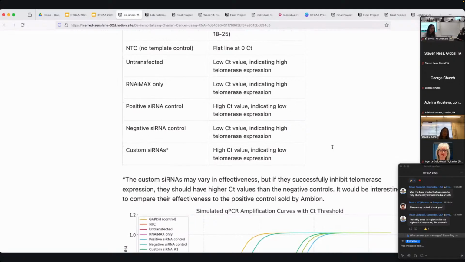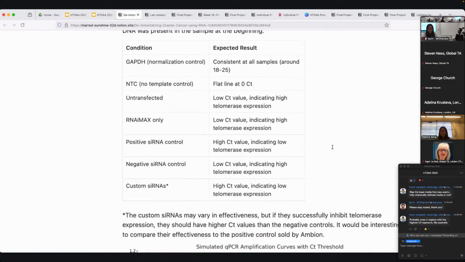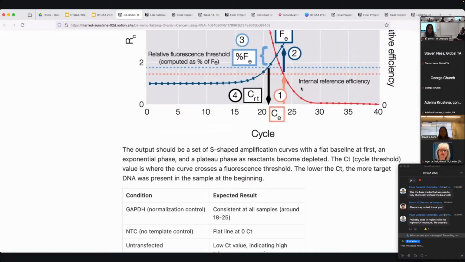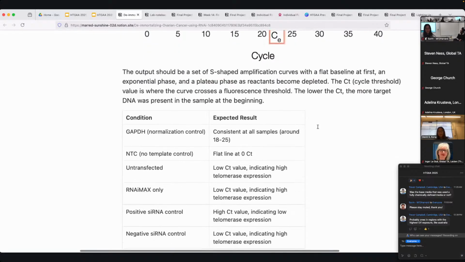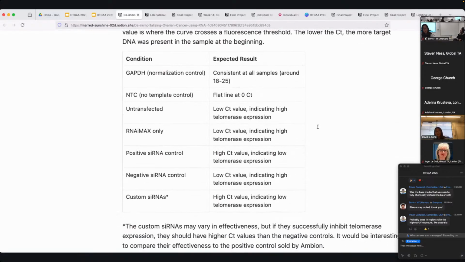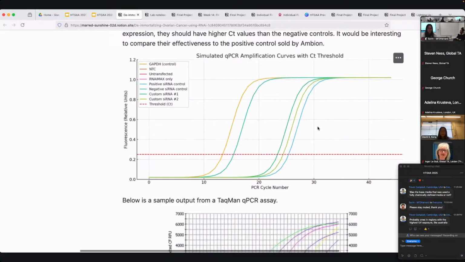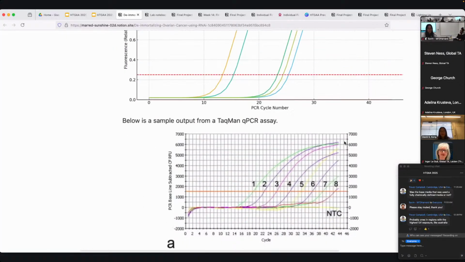And for each of the experimental conditions, the ones where there's no transfection or it's a negative control, I expect to see a low CT value. The CT is the cycle number where it passes a certain fluorescence threshold. So the lower the CT, the more target DNA was present in the sample. And for the siRNAs that work, CT should be higher, showing that there is less target telomerase DNA in the sample at the start. So you can see this is what I would expect to happen.